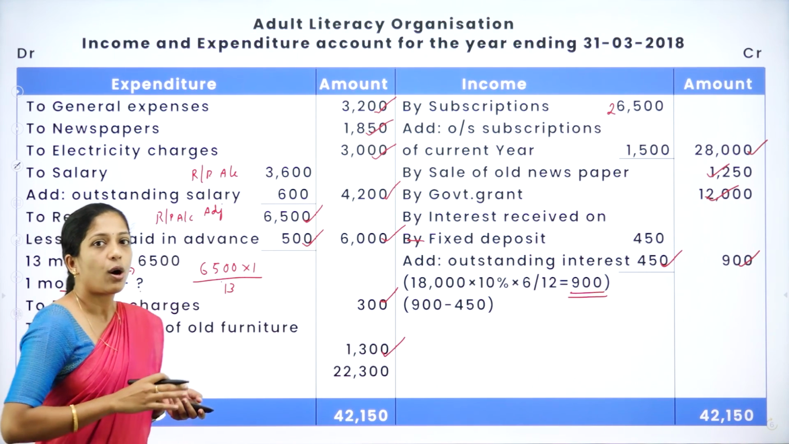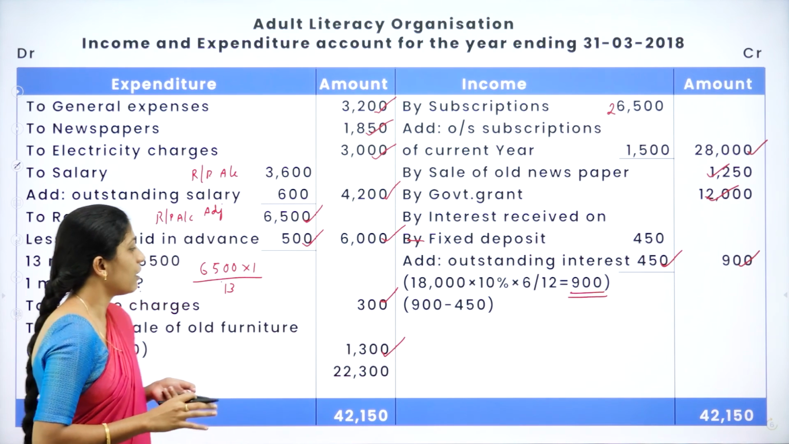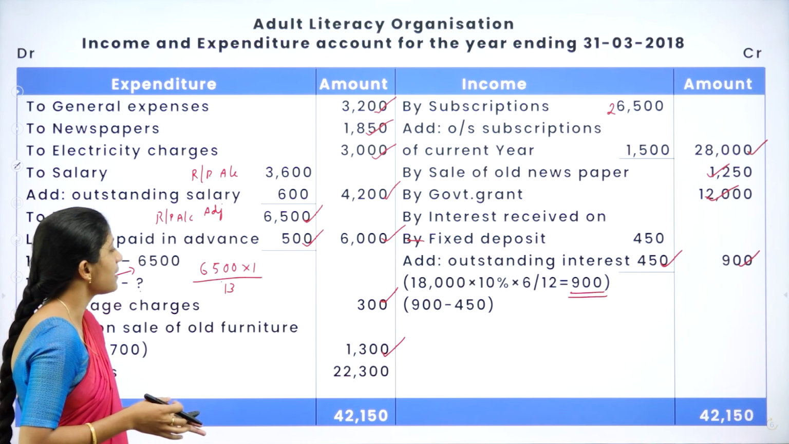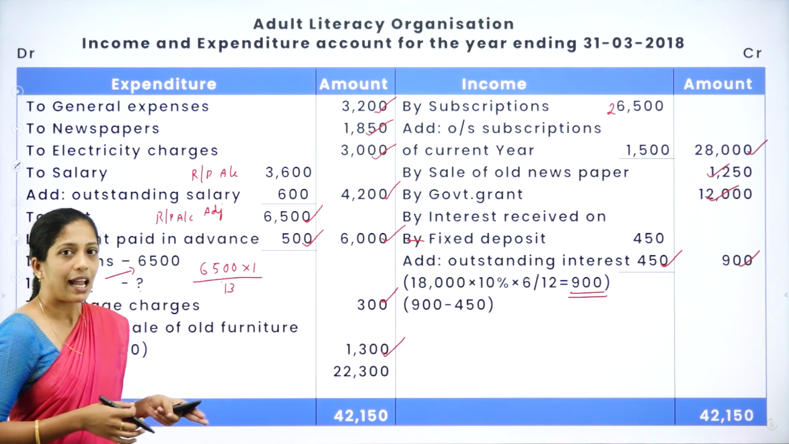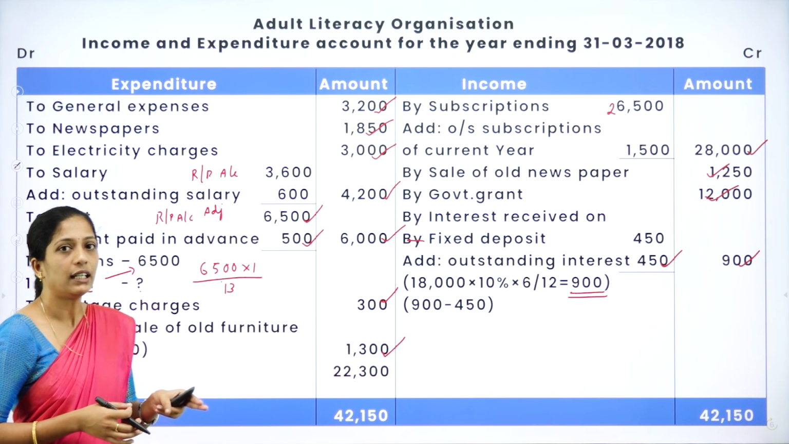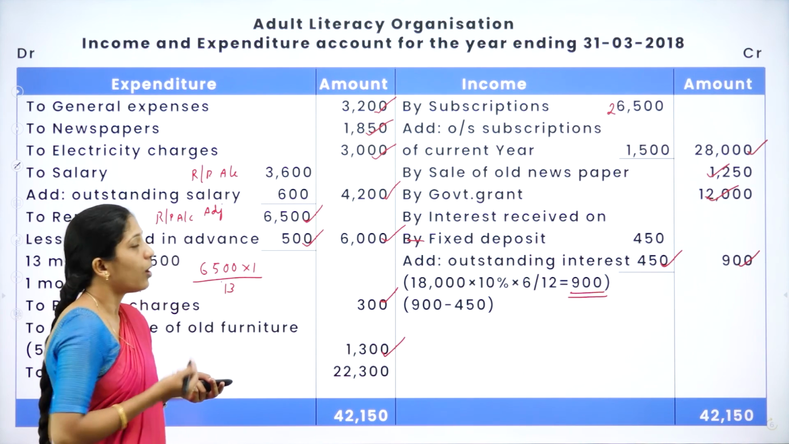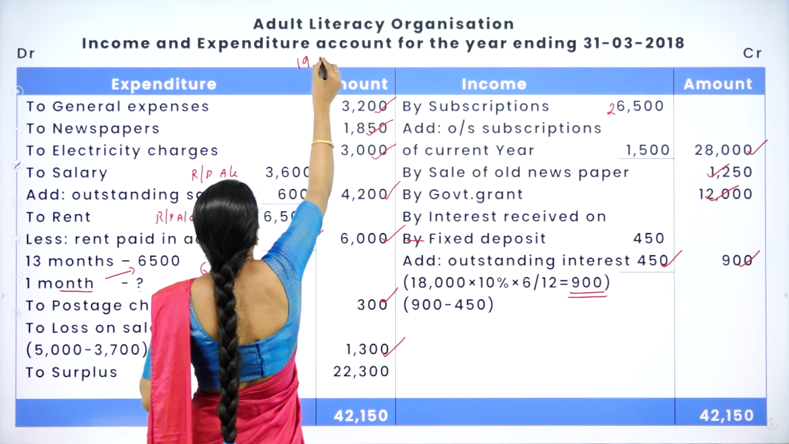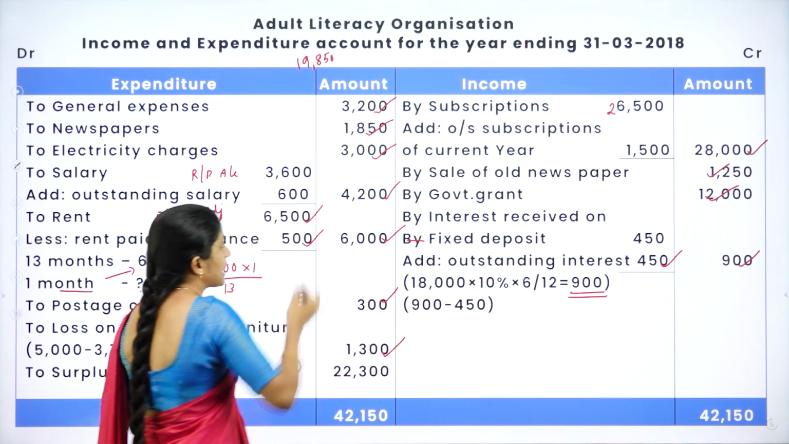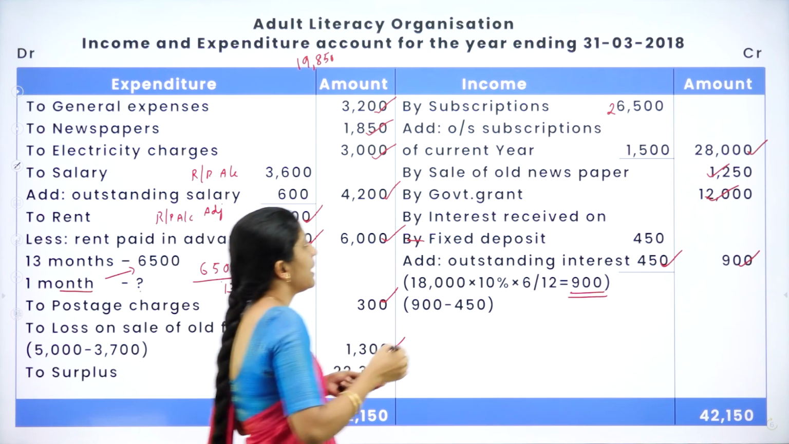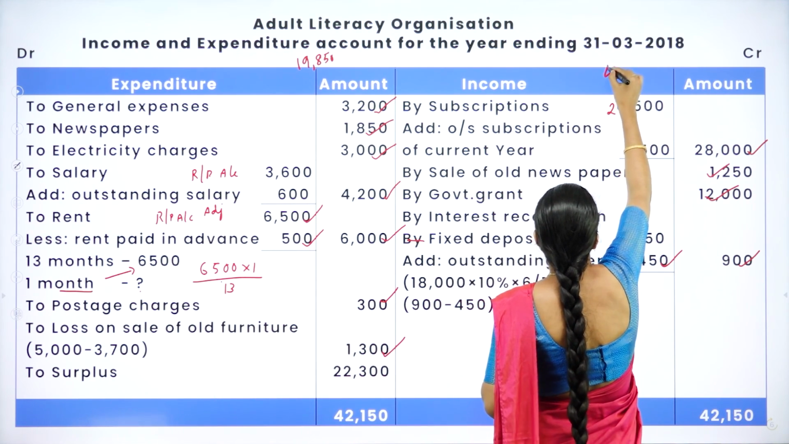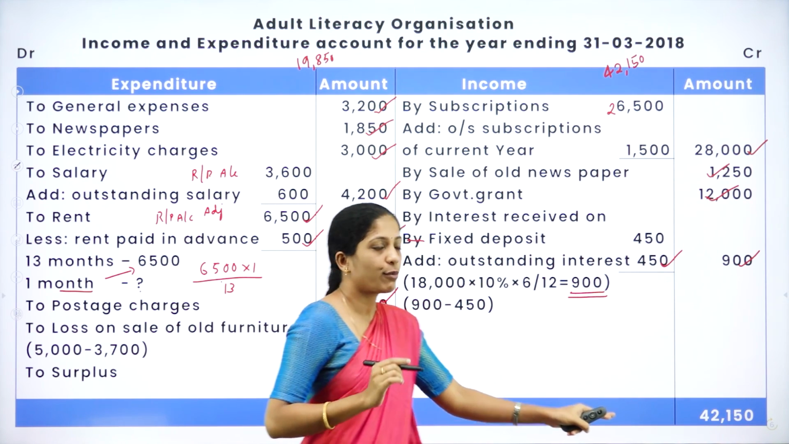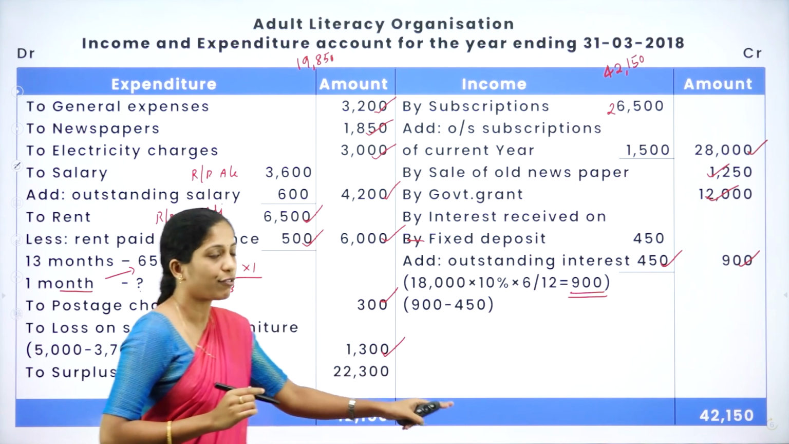Next, we are done with all the entries under the income and expenditure account. Next, what you have to do? Balance the income and expenditure account. So how to balance? We have to add all the expenditure side as well as the income side. When you add all the expenditure, you will get 19,850 on the expenditure side, whereas the income is more, that is 42,150. So the income is more, so you will write the balance on both sides.